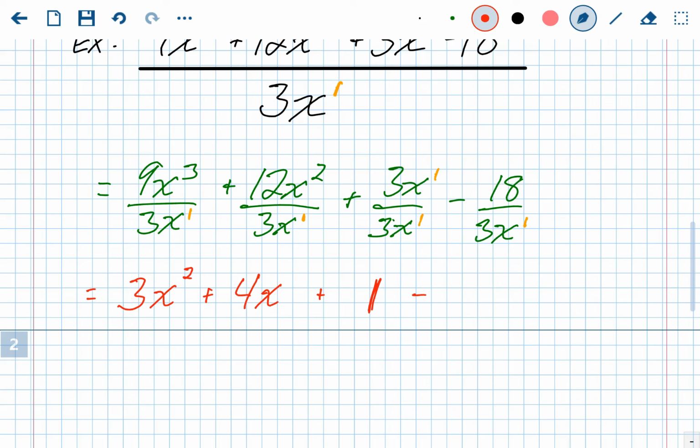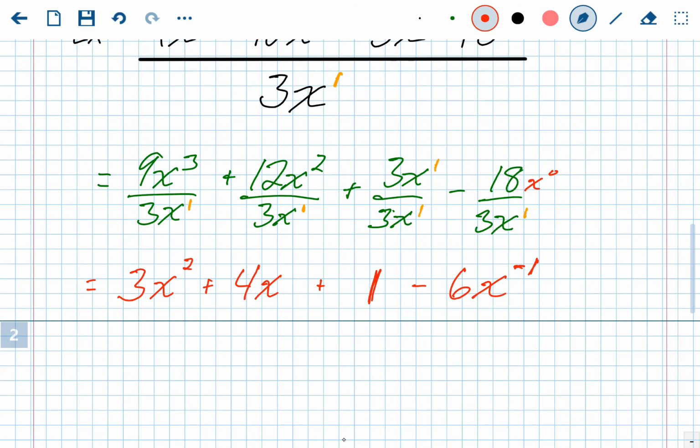And then minus, divide the numbers, subtract the exponents. Okay, well, divide the numbers. 18 divided by 3 is 6. Subtract the exponents, but there's no x on top. So if it helps, you could do x to the 0 power. 0 minus 1 is negative 1. But if you remember from the exponent properties unit, we don't want to have negative exponents in our final answers.